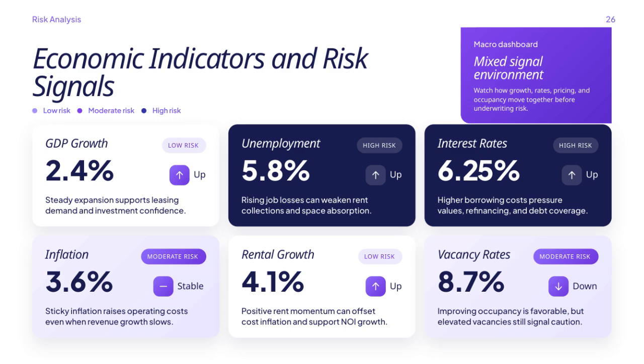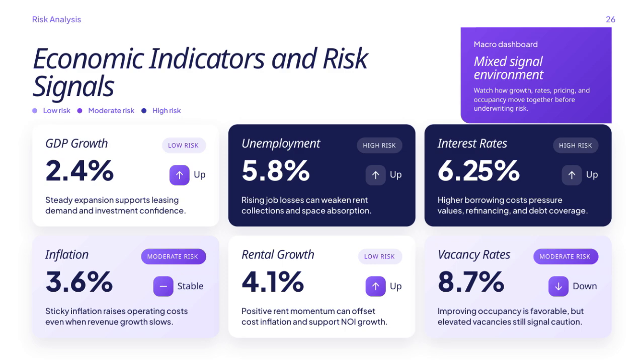Inflation is somewhere in the middle, at moderate risk with 3.6%, but it remains stable. Despite the stability, sticky inflation keeps operating costs high, which can squeeze profits even if revenue growth slows down. Rental growth is low risk at 4.1% and on the rise, which is a positive sign. Increased rent momentum can help offset inflation-driven cost increases and support your net operating income. Vacancy rates, however, are moderate risk at 8.7%, though they are decreasing. Improved occupancy rates are encouraging, but the level of vacancies still calls for caution.